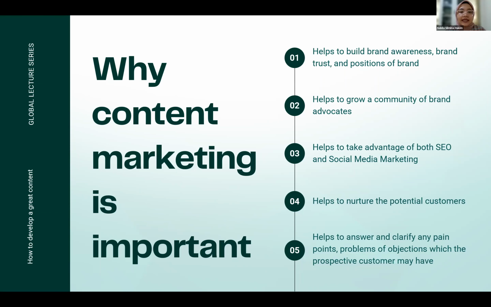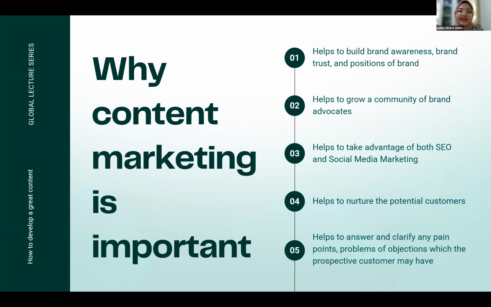So that's also one of the important things of content marketing. The third one is that it helps to take advantage of both search engine optimization and social media marketing. It also helps to nurture potential customers, because some people are still considering buying our product and want to know more about it. By using content marketing, hopefully we can educate and nurture them so they want to buy our product. And it helps to answer and clarify any pain points, problems, or objections that prospective customers may have. So those are the reasons why content marketing is very important.